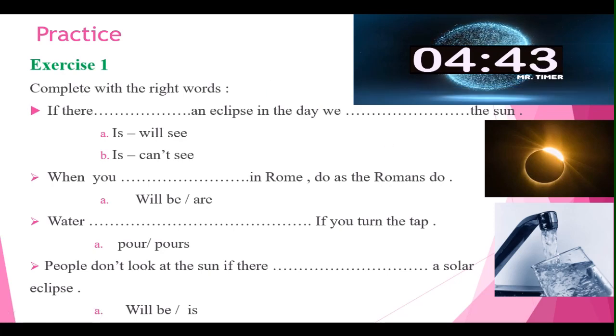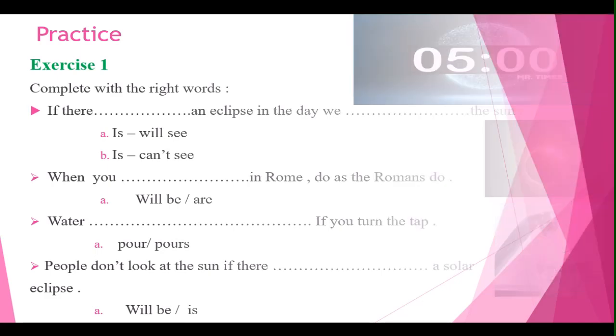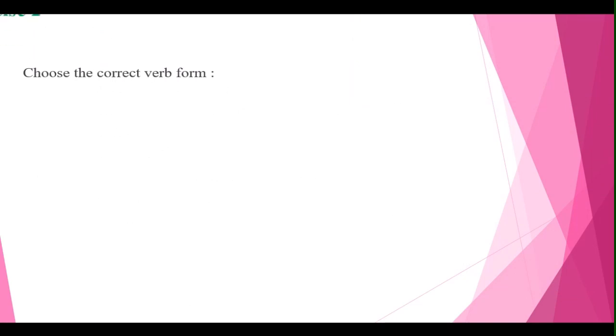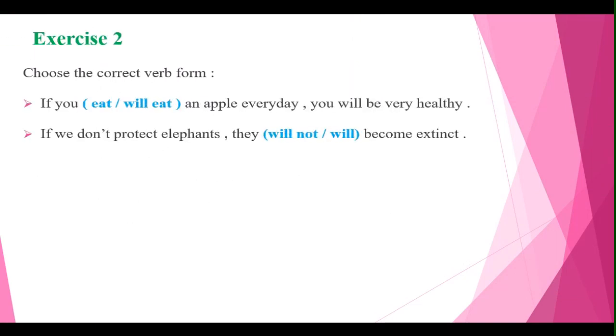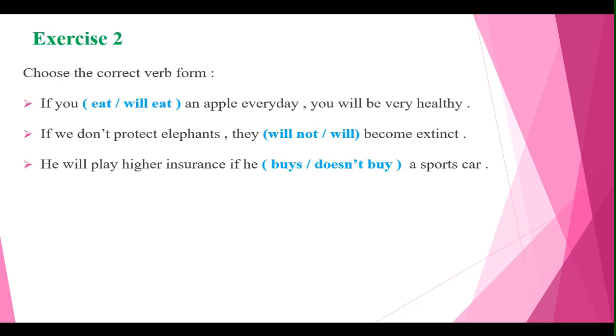So when time is up, try to set your timer for 5 minutes and do the exercise. And when time is up, move to the next exercise. Choose the correct verb or the correct form of the verb. If you eat an apple every day, you will be happy. So it means here we are talking about possibility, we are talking about possible events. It means conditional 1. Try to remember what is the form or the structure of conditional 1.